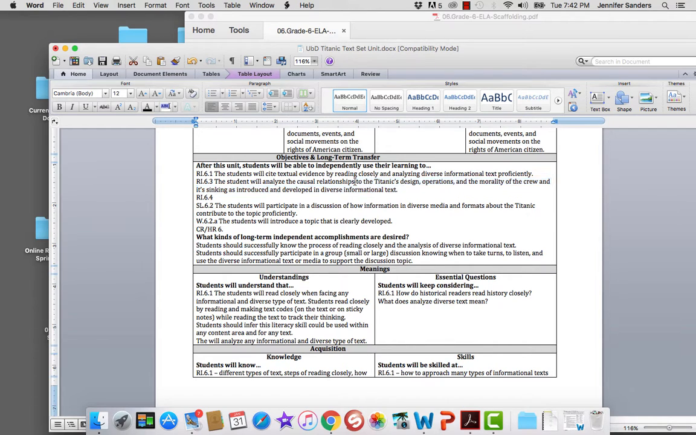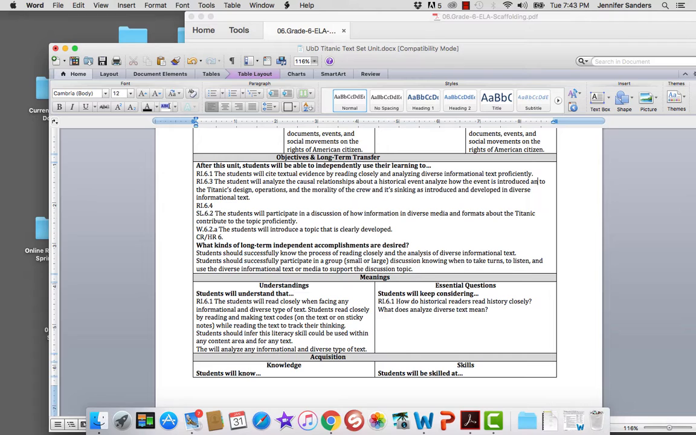The students will analyze the causal relationships with or about a historical event by analyzing how the event is introduced and developed in diverse informational text.